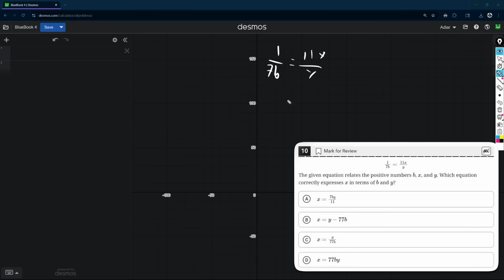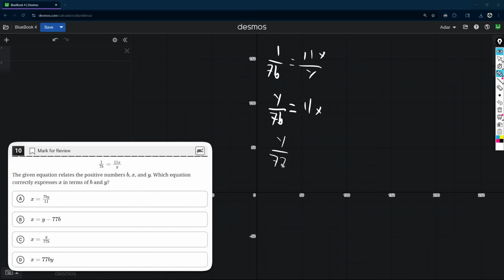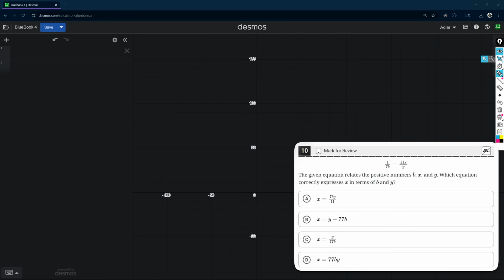So by hand, it would look like multiplying y on both sides to get y over 7b equals 11x, and then multiplying both sides by 1 over 11 to get y over 77b equals x. X equals y over 77b. That would be C. And with Desmos, we can do it in a bit of a brute force type of way that works better when we are given more difficult ones to do by hand.